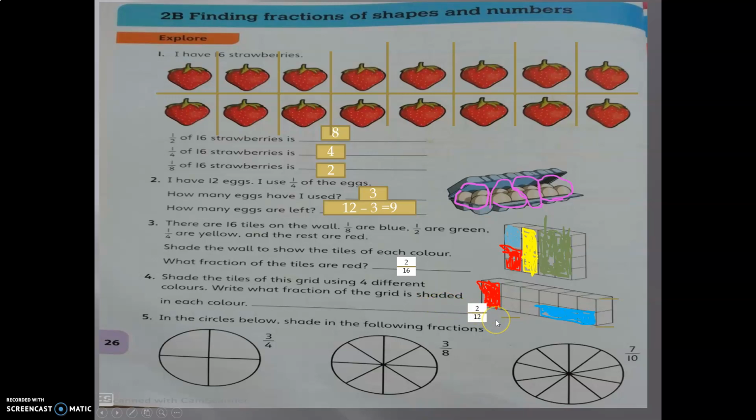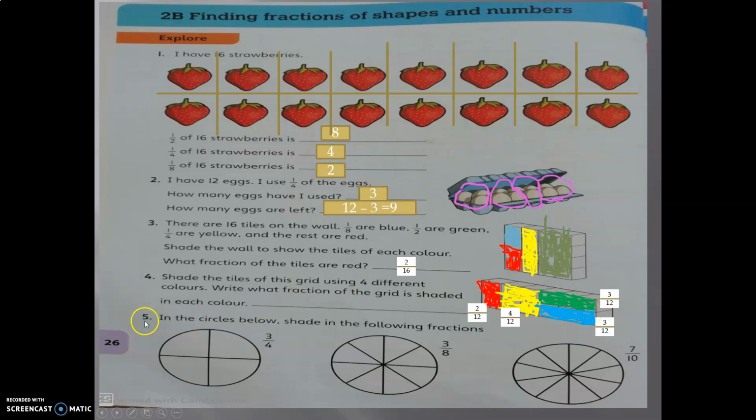Okay, let us see what is the next color we are going to use. I used the yellow to color 1, 2, 3, 4. So 4 out of the total 12, I colored in yellow. Okay, I used the green to color 1, 2, 3. So 3 out of the total 12 is green. Okay, and what about the blue? What is the fraction of the blue? Yes, 3 out of the total 12 is blue.